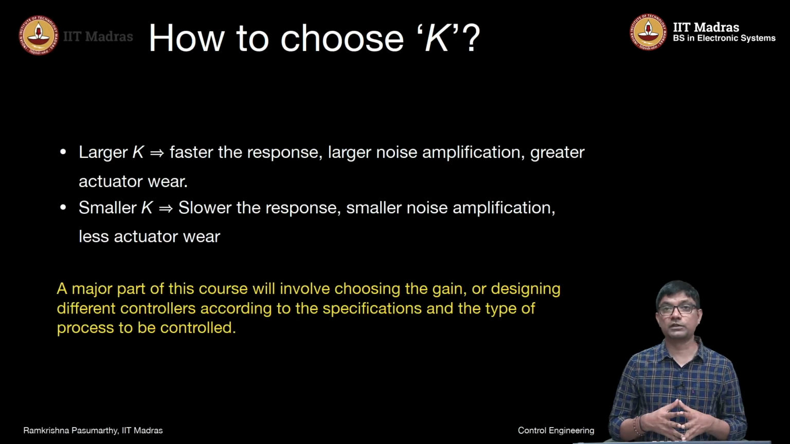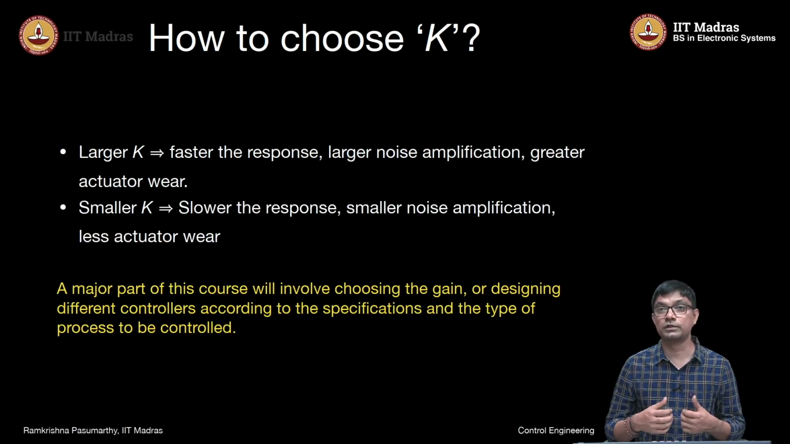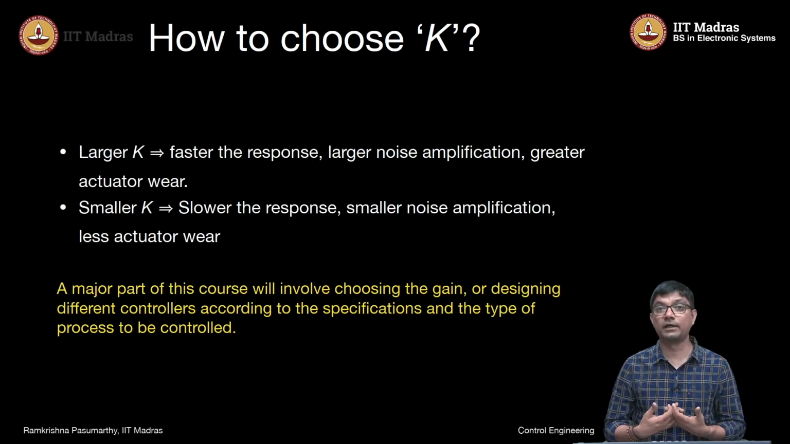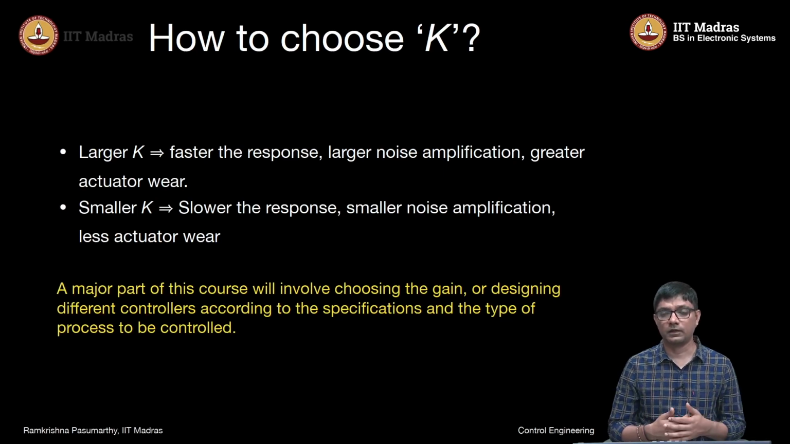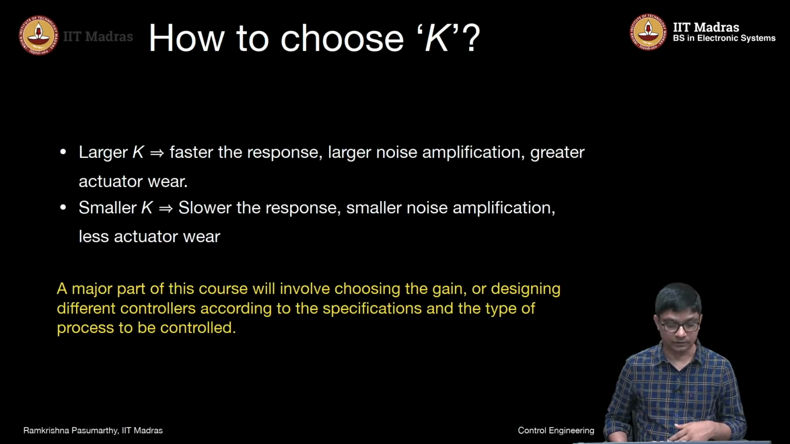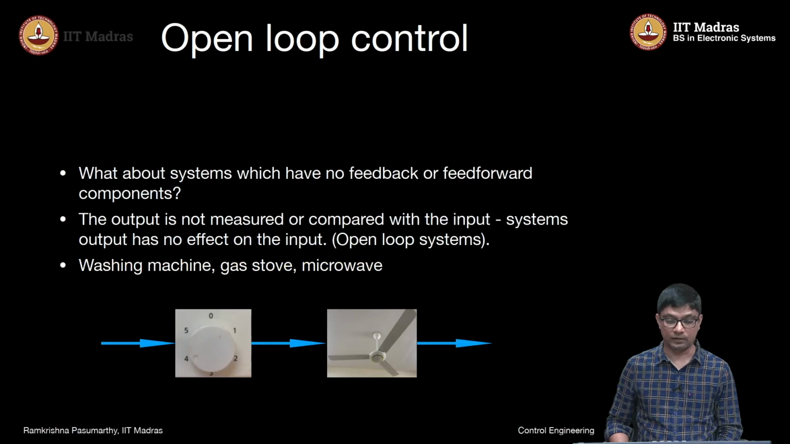A major part of this course will involve choosing what is the right gain, what is the right K, or designing different controllers according to the specifications and type of the process to be controlled. So we saw one example with a little bit of mathematics supporting my control objective. We will also later see examples of the car, examples of robots and so on.